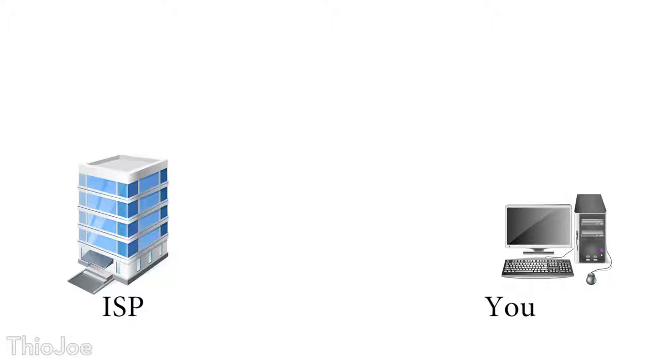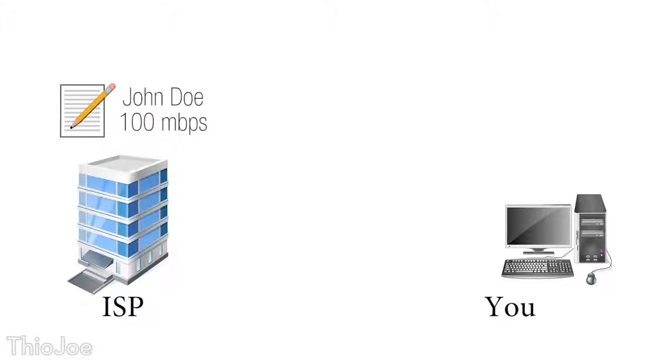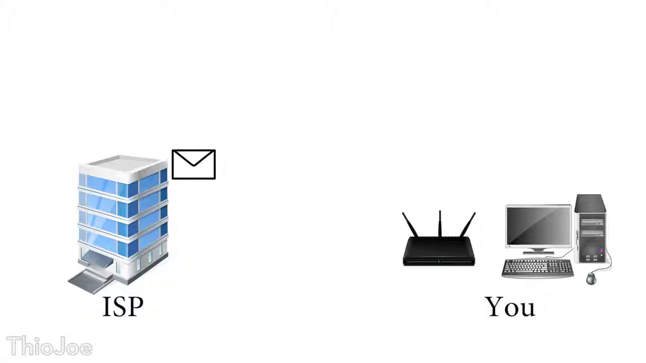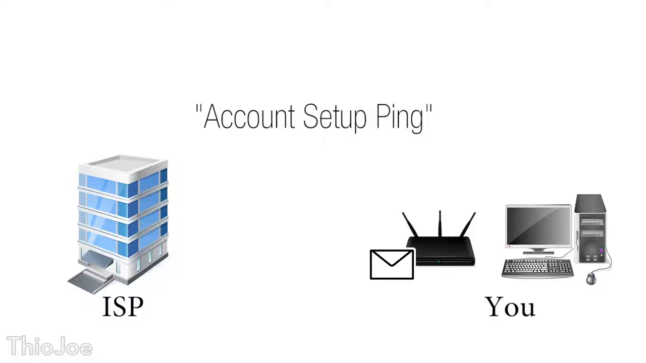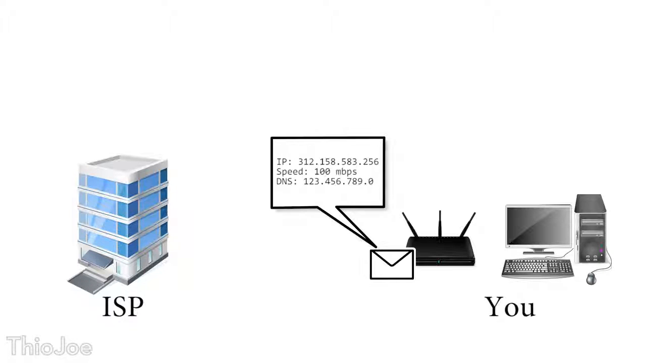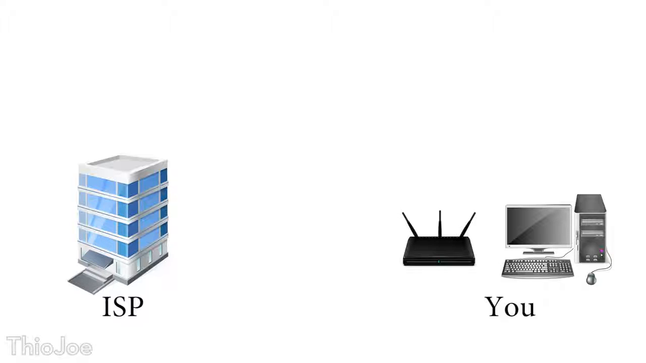When you buy an internet plan, the company will mark your account for whatever speed you bought, of course. Then, once your router and modem are set up, they will send a signal to that equipment called an account setup ping, and this contains information about your account. Your modem then saves this information because it's required to be able to connect to your ISP. That's why whenever you get a new modem, you usually have to call your ISP for them to send a refresh signal for it to work again.